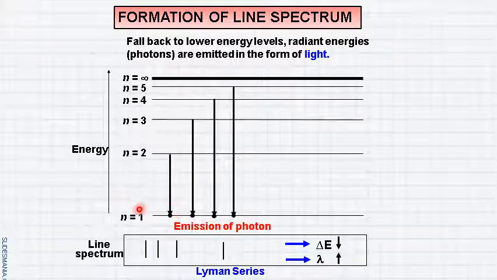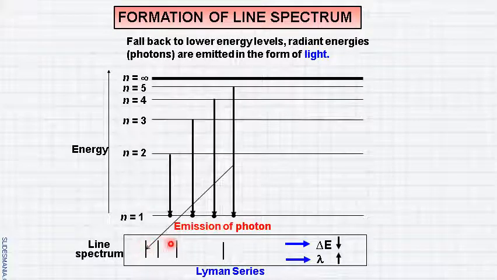So this one is the Lyman series because all the electrons fall back to n equal to 1. Here is the first line of the line spectrum, produced from n equal to 2 to n equal to 1. Then this line is produced when the electron moves from n equal to 3 to n equal to 1. This is the electron moving from n equal to 4 to n equal to 1. This is the fourth line, the electron moving from n equal to 5 to n equal to 1.